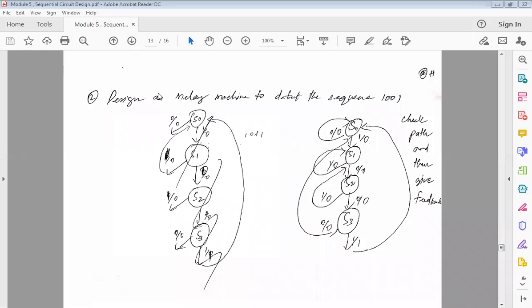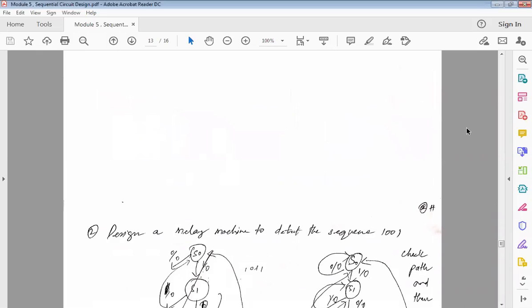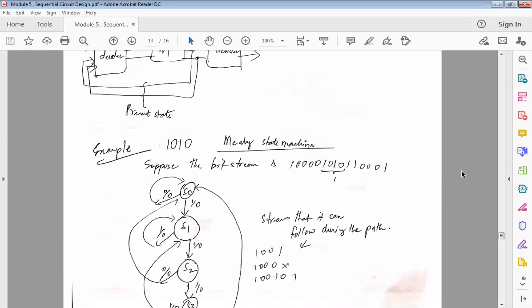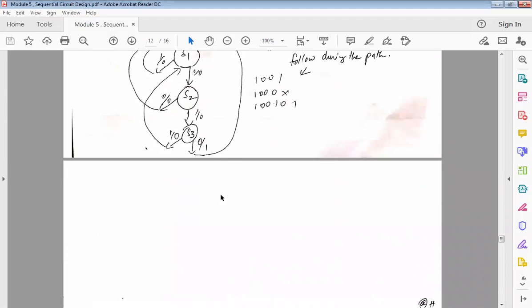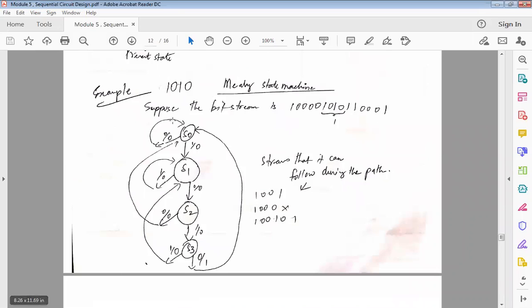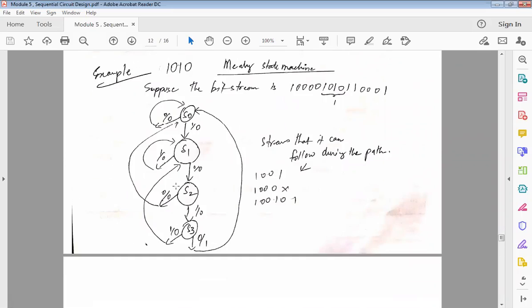From your exam point of view, it can be asked in either Moore or Mealy, any of the concepts. Now, what you can do is take these problems, 1001 and the previous one, which is 1010. Try to implement these in your Moore state machine. I have written only Mealy here. Now try to extend this and put it in the form of Moore.